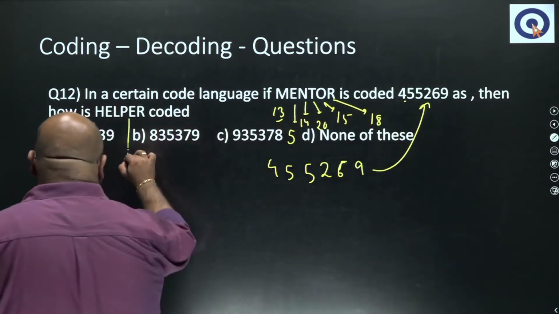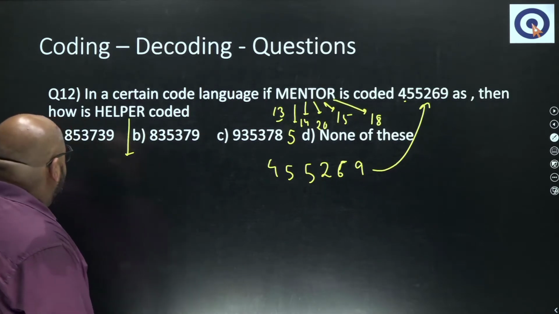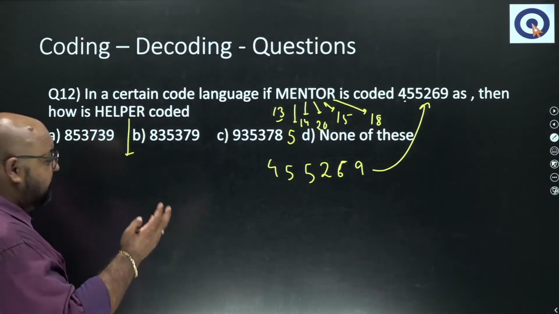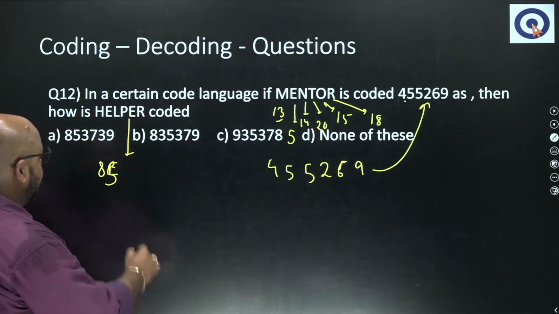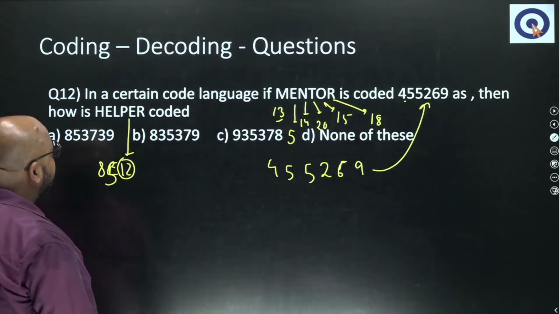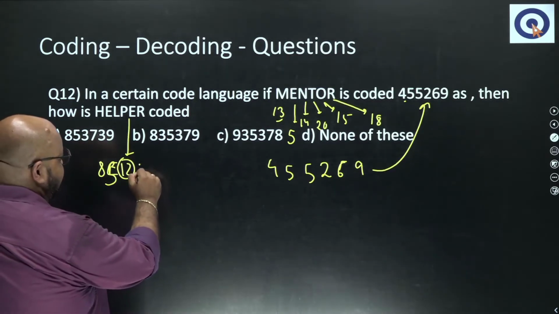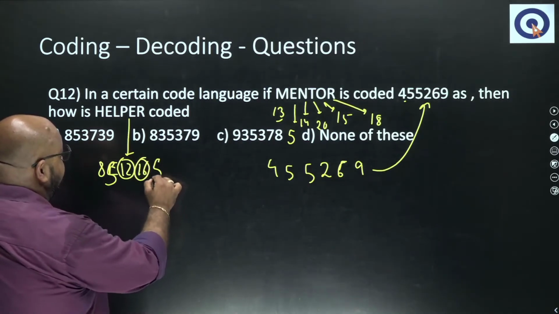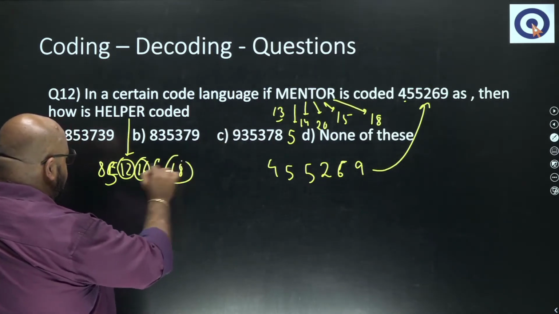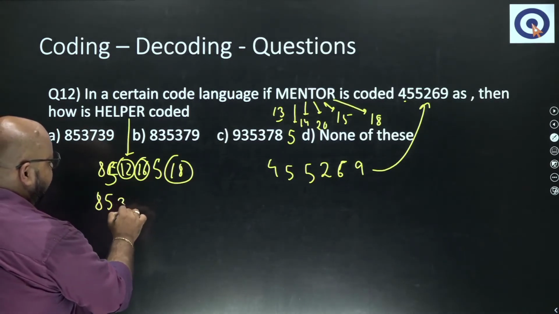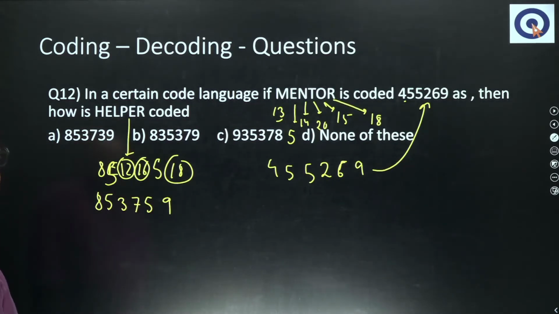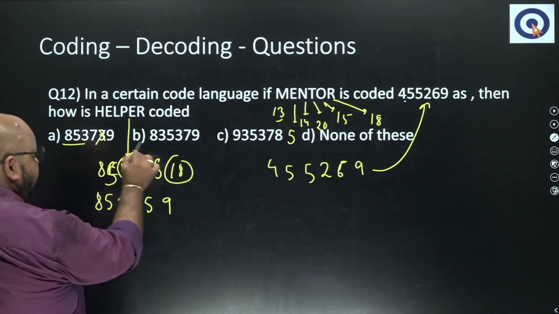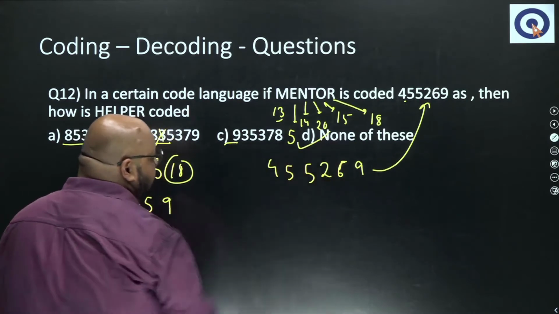For example, helper. What do I do with helper? H is 8. E is 5. L is 12. P is L, M, N, O, P, 16. E is again 5. R I had written was 18. 8 comes as it is. 5 comes as it is. 2 plus 1 is 3. 6 plus 1 is 7. 5 comes as it is. 8 plus 1 is 9. So 8, 5, 3, 7, 5, 9. So none of these becomes the answer.